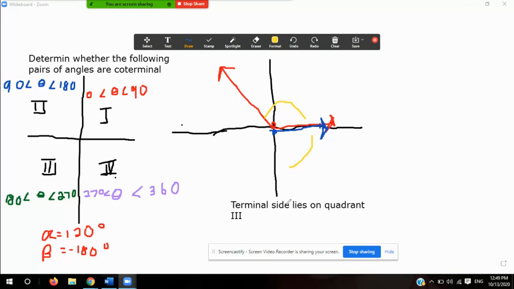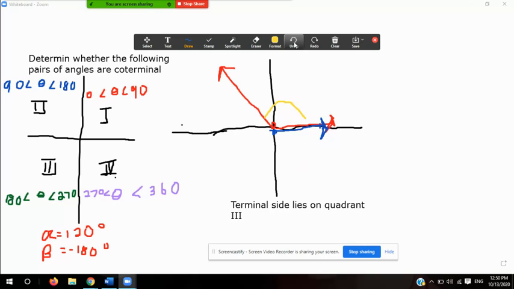This is negative 90 down. Whenever I have a clockwise rotation right down here, this right here would be negative 90. This would be negative 180. This would be negative 270. And basically this would be negative 360. Okay, so let me go ahead and erase that for you guys so we can get to what we were doing.